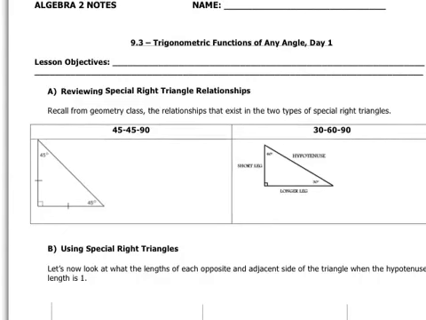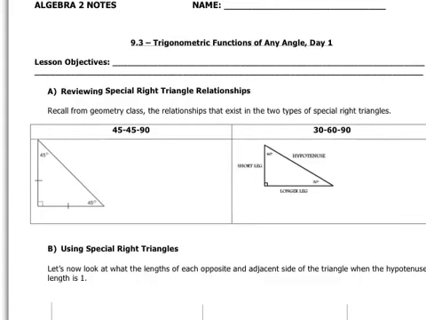All right, so we are going to review relationships in special right triangles, and then we are going to take those relationships, and what we're doing today is really starting to form our unit circle. You will not see any circles today, but in time, what we do today, you're going to see ending up in our unit circle.